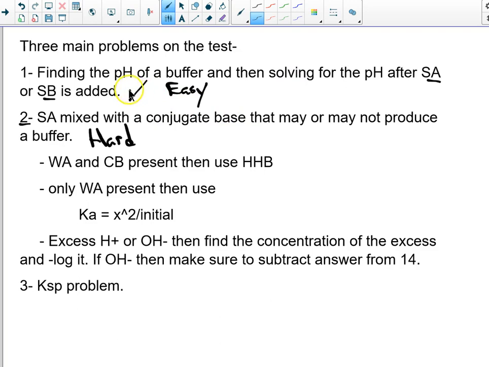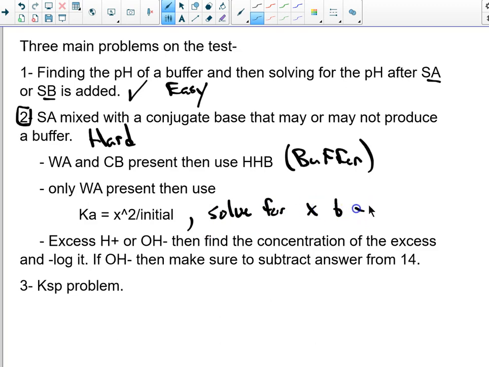All right. Okay, so here we go. Now, in this, there are three sub-things. Weak acid and conjugate base present, then use Henderson-Hasselbalch, because this one is a buffer, right? All right. Then, the other two are not buffers. If we do it and it only produces a weak acid, then we have to use Ka equals x squared over initial. All right? Then solve for x and negative log it.